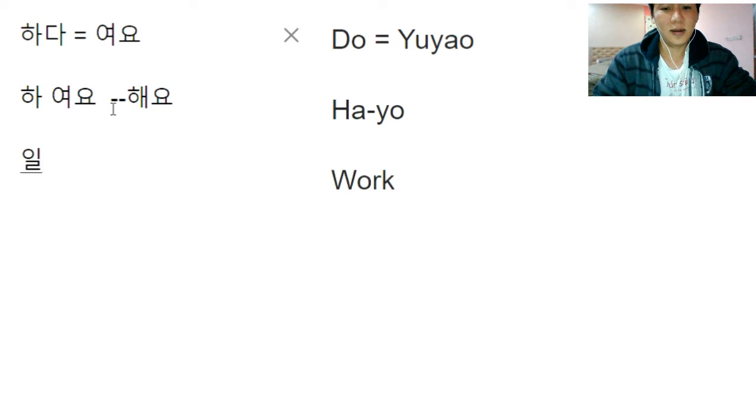일하다. 일하다 means to work. Okay, so the next step is remove ta and then 해요. 일해요. I work. Okay, I work. And okay, one more example.